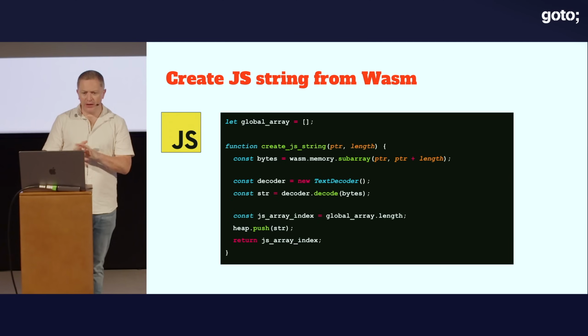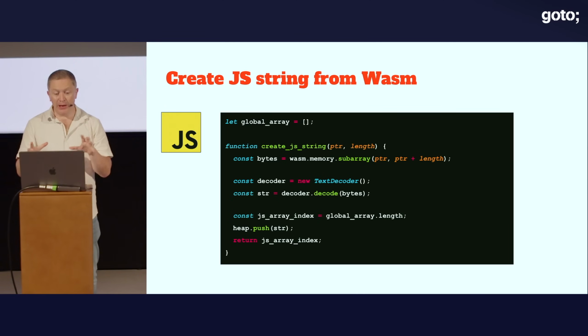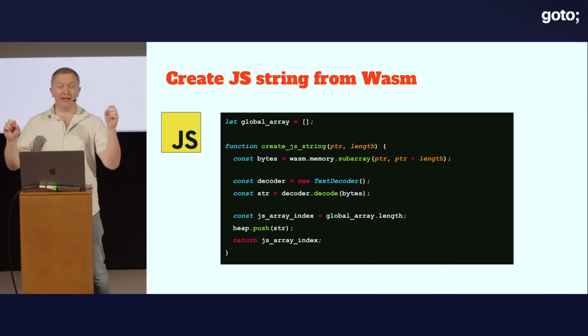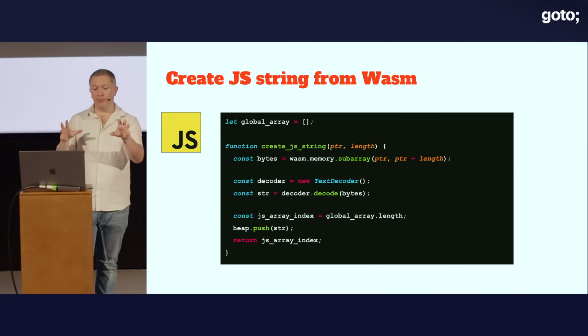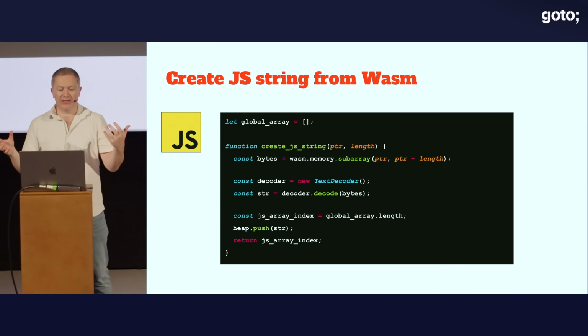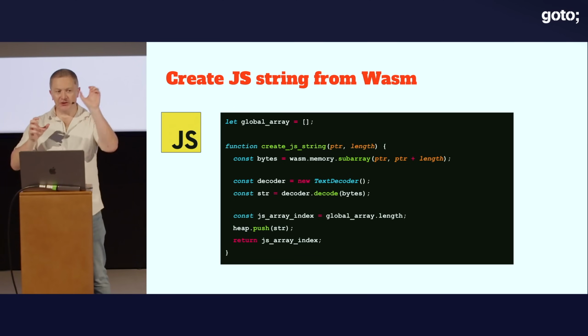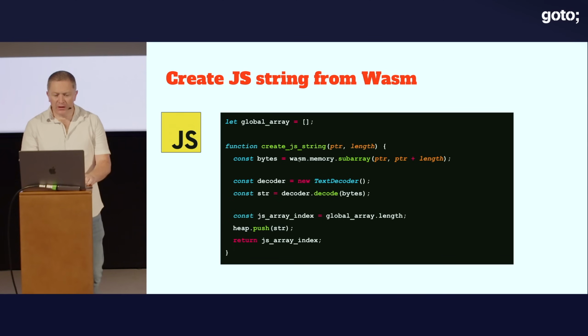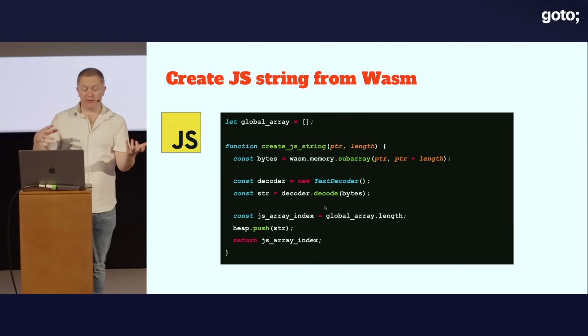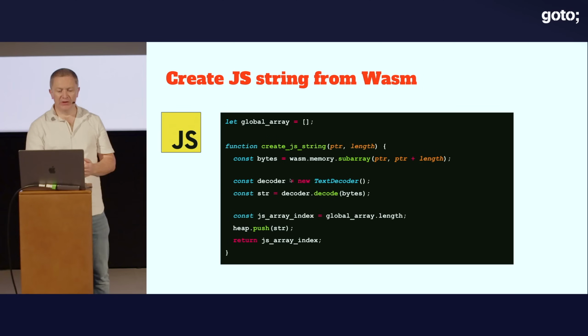So there is a helper function in JavaScript that gets called from WebAssembly with a pointer and a length. So that's like a binary representation of a string. You just got a pointer for where it is and how long it is. We can then grab those bytes based on that pointer and length and decode them. So it's just the exact reverse of what we did earlier. Make a decoder, call decoder decode, and get a string.